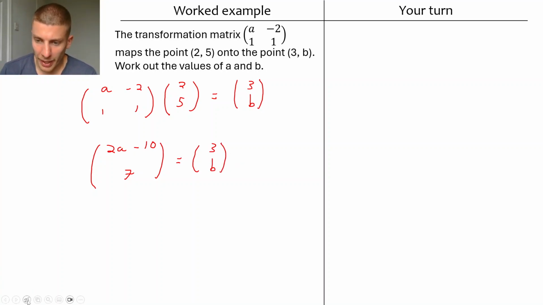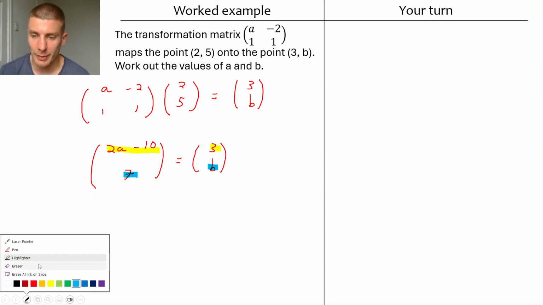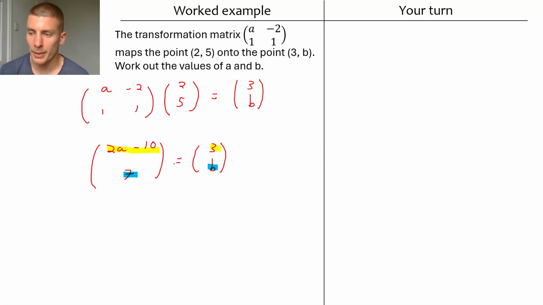Now this is really nice. You can now compare the terms in the matrices. The top term, 2a minus 10, must be equal to 3. If these two matrices are equal, the terms must be the same. And then very similarly, the 7 must be equal to b. So that one's really easy, right? Straight away we can see that b must be equal to 7. So that's the value of b. b is equal to 7.